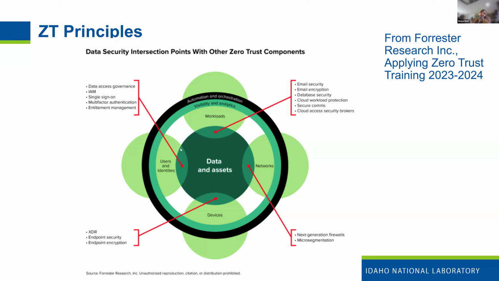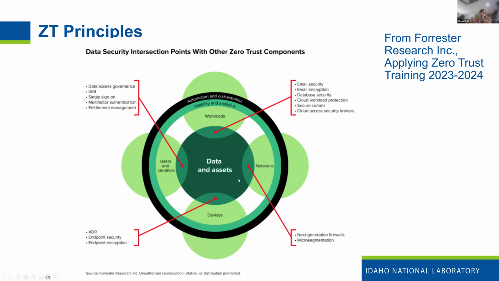We like it because it puts data and assets right in the middle, but it still works on everything from devices to workloads, users and identities, and then also networks, right? And then we also really enjoy these cross-cutting capabilities of visibility and analytics. That's huge for us in our data analytics, is having visibility. That's why we do it. So a lot of our goal in Zero Trust is to provide that visibility to people in a usable way. And then also the automation orchestration that we're focused on in year 3.